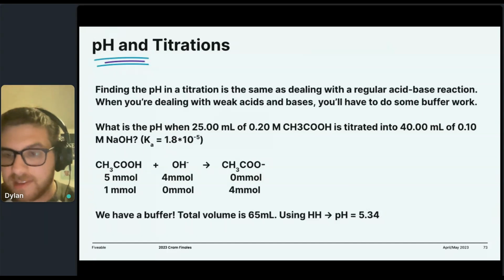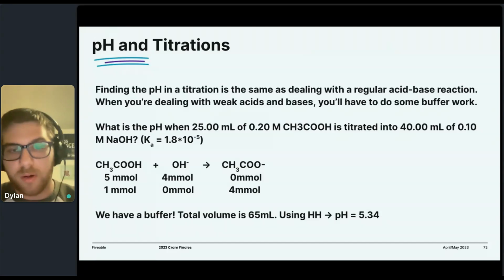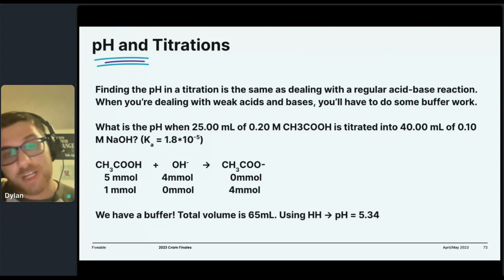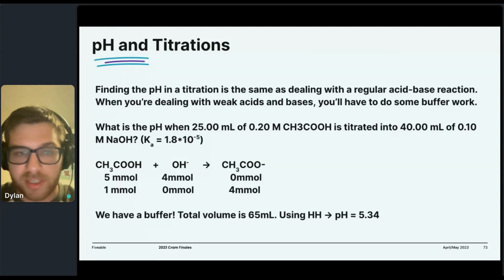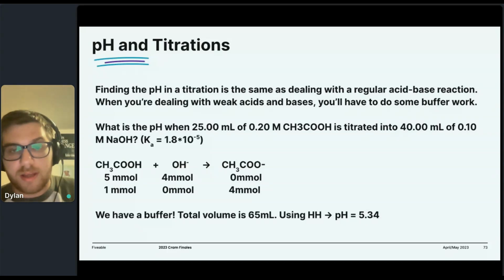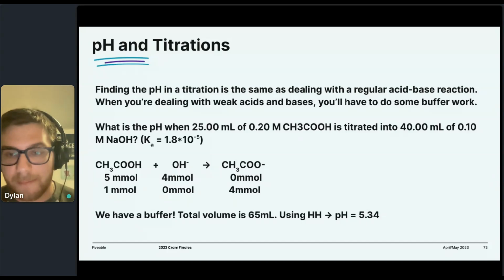That is to use the Henderson-Hasselbalch equation, which we know our total volume is 65 milliliters. We plug all these numbers into the Henderson-Hasselbalch, and we find our pH. That's all a pH is, or all a titration is. It's just a reaction. It's just a reaction that is specially done to find concentration typically. But in this case, we can calculate the pH by knowing how much acetic acid has reacted with how much sodium hydroxide. Simple as that.